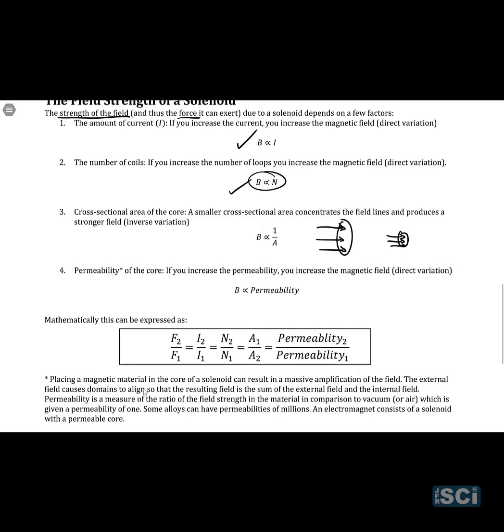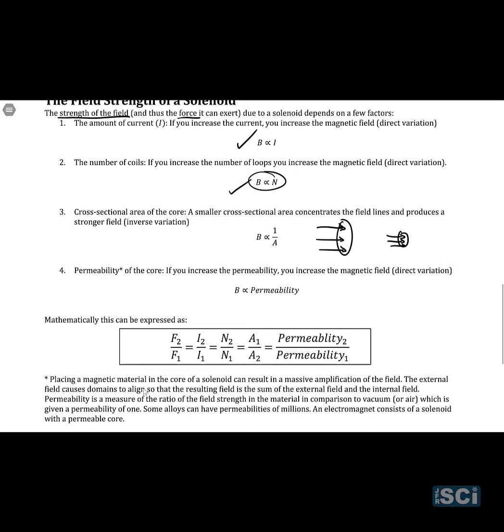And we know that when field lines are closer, they actually increase the magnetic field strength. Okay, so that's another way that we can actually increase the magnetic field strength. It's just make the coil smaller. And when I mean smaller, I mean that the circumference of it is tighter.